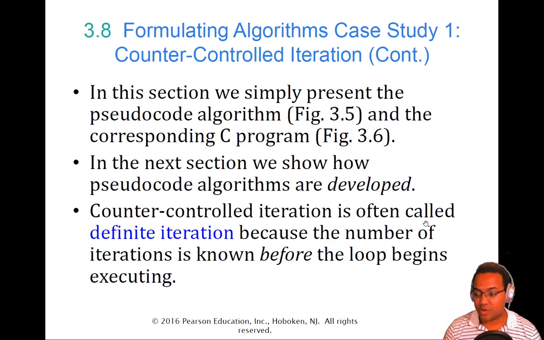Counter-controlled iteration is often called definite iteration because the number of iterations is known before the loop begins executing. And that is not true the majority of the time. Most of the time, you don't know how many times you're going to have to iterate. The data can come back in all kinds of forms, and when you get it, it's all dependent upon what you're looking at.